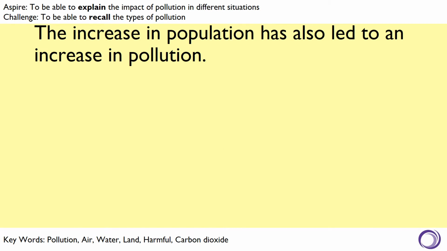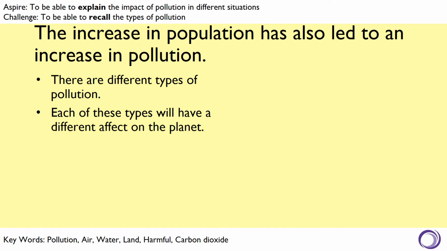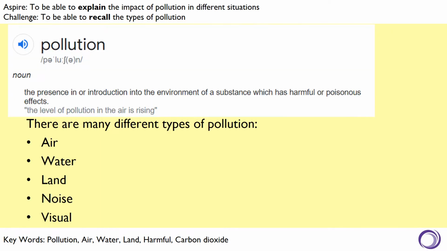The increase in population has also led to an increase in pollution. There are different types of pollution, and each of these types will have a different effect on the planet. Pollution is known as the presence or introduction into the environment of a substance which has harmful or poisonous effects. The different types of pollution we will be looking at in this lesson are air, water, and land. But there is also noise and visual pollution.